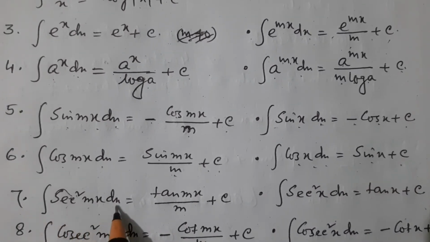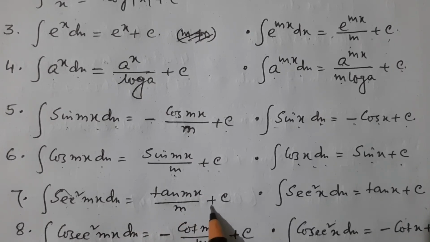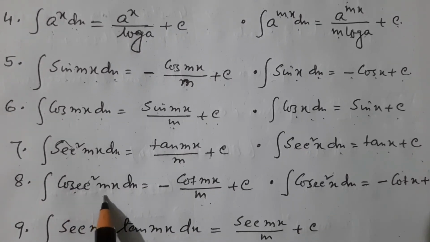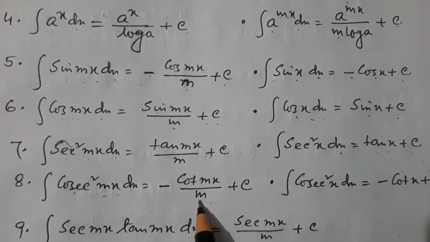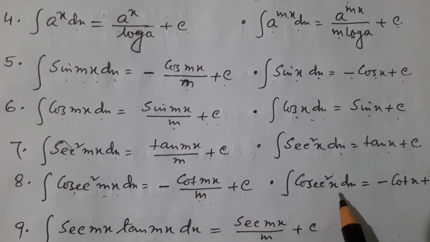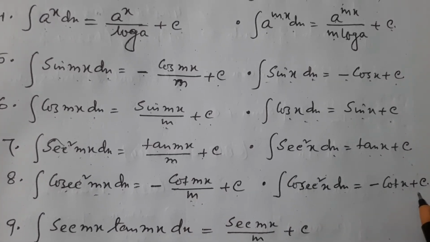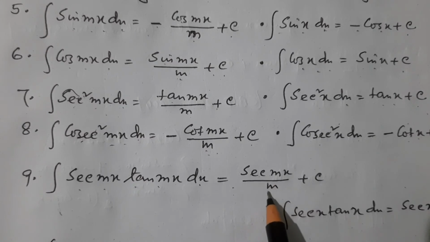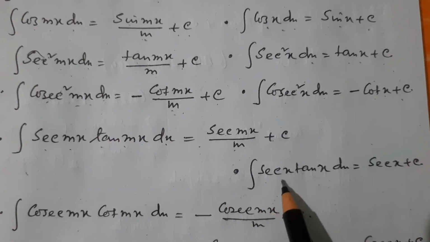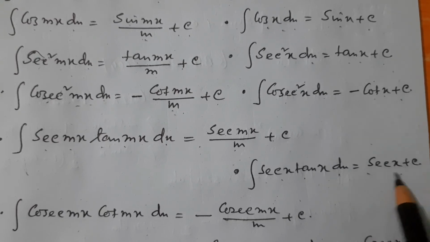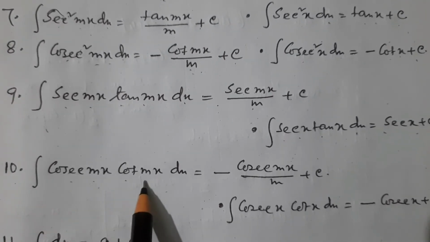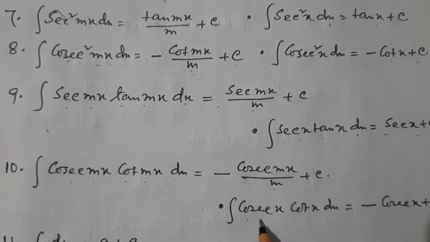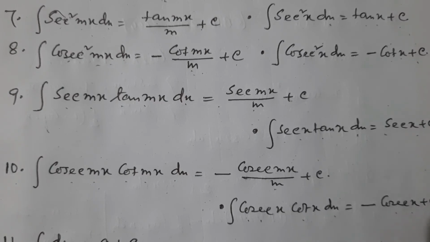The integral of sec square mx dx equals tan mx by m plus c. The integral of sec square x dx equals tan x plus c. The integral of cosec square mx dx equals minus cot mx by m plus c. The integral of cosec square x dx equals minus cot x plus c. The integral of sec mx tan mx dx equals sec mx by m plus c. The integral of sec x tan x dx equals sec x plus c. The integral of cosec mx cot mx dx equals minus cosec mx by m plus c. The integral of cosec x cot x dx equals minus cosec x plus c.